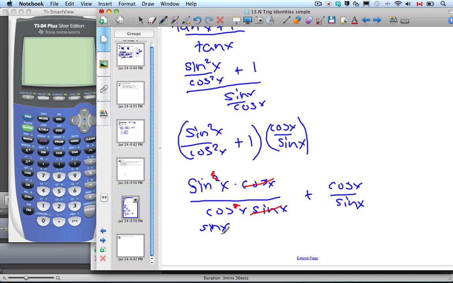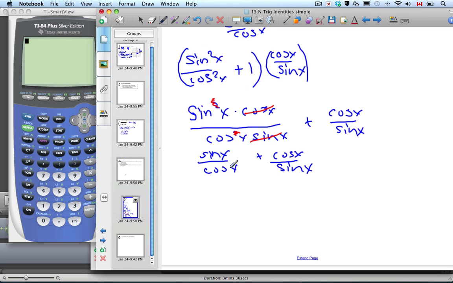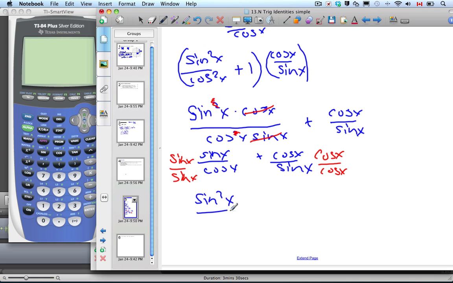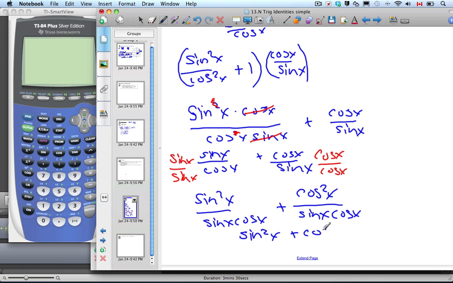So I have sine x over cosine x plus cos x over sine x. It says to add, so let's add. Common denominator: we're going to be multiplying this by sine x over sine x, and this one by cosine over cosine. So on the left-hand side, we're left with sine squared x over sine x cosine x, plus cosine squared x over sine x cosine x. Now we're able to add. In the numerator, we have sine squared x plus cosine squared x, all over sine x cosine x.